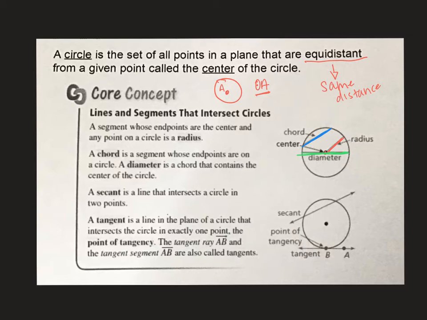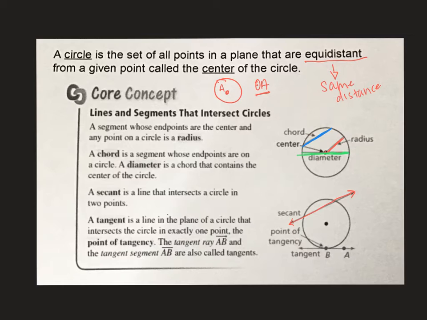And then we have a couple other lines with our circles. The first one being a secant line. That's going to be a line that intersects the circle at 2 points. So the difference between a chord and a secant line is that a secant line is a full line. It's got the 2 arrows on the end, where a chord stops. So the endpoints, the points on the circle, are the endpoints. It doesn't go any farther than that.